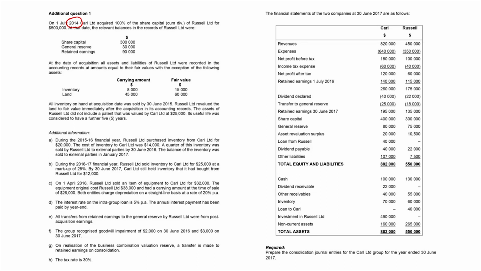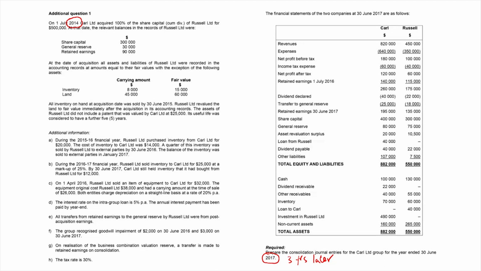If you look at the requirement, it says that they want you to prepare the consolidation journal entry for 2017. So what that tells you is that this is 3 years later. The date is important because depending on how many years later they want you to prepare journals, it's going to affect a number of entries later. So in this one, we know that it's going to be 3 years later.